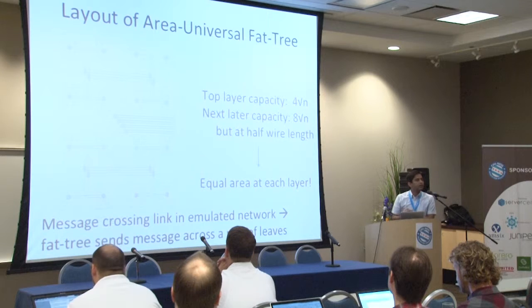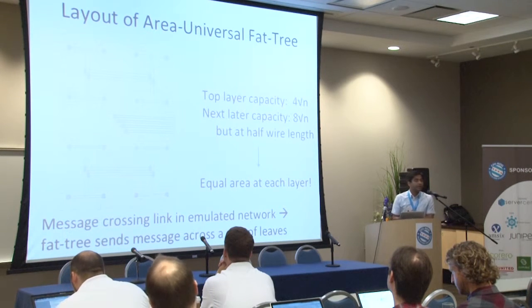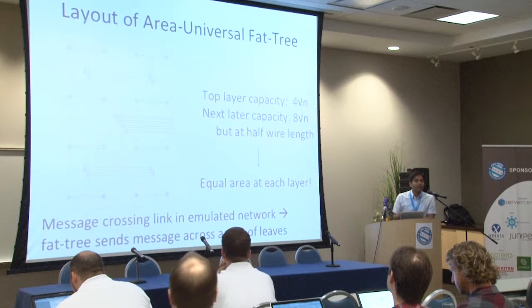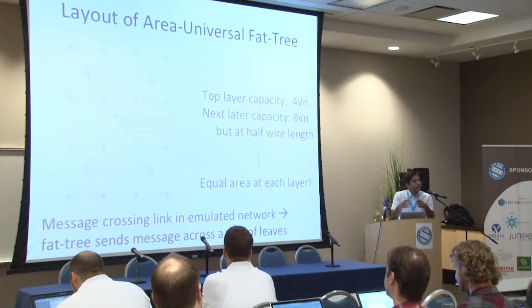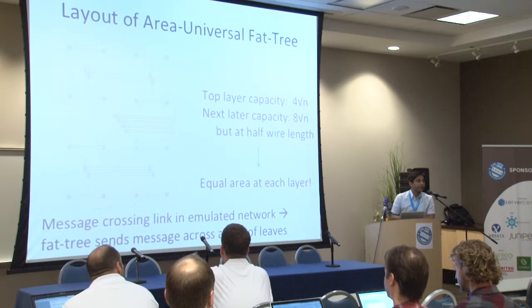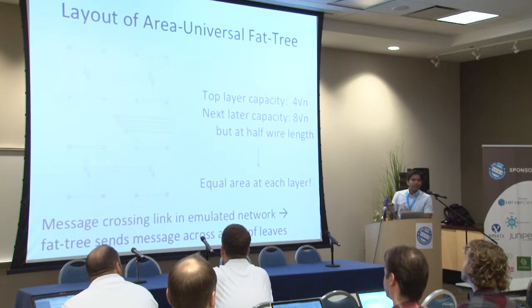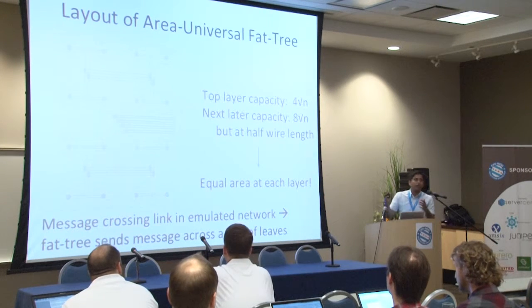And that's exactly the idea of an area universal topology. In the case of VLSI networks, the way you would build it is you would build a hierarchical network, but you would allocate the same amount of chip area for the wires to interconnect any one layer in your hierarchical network.